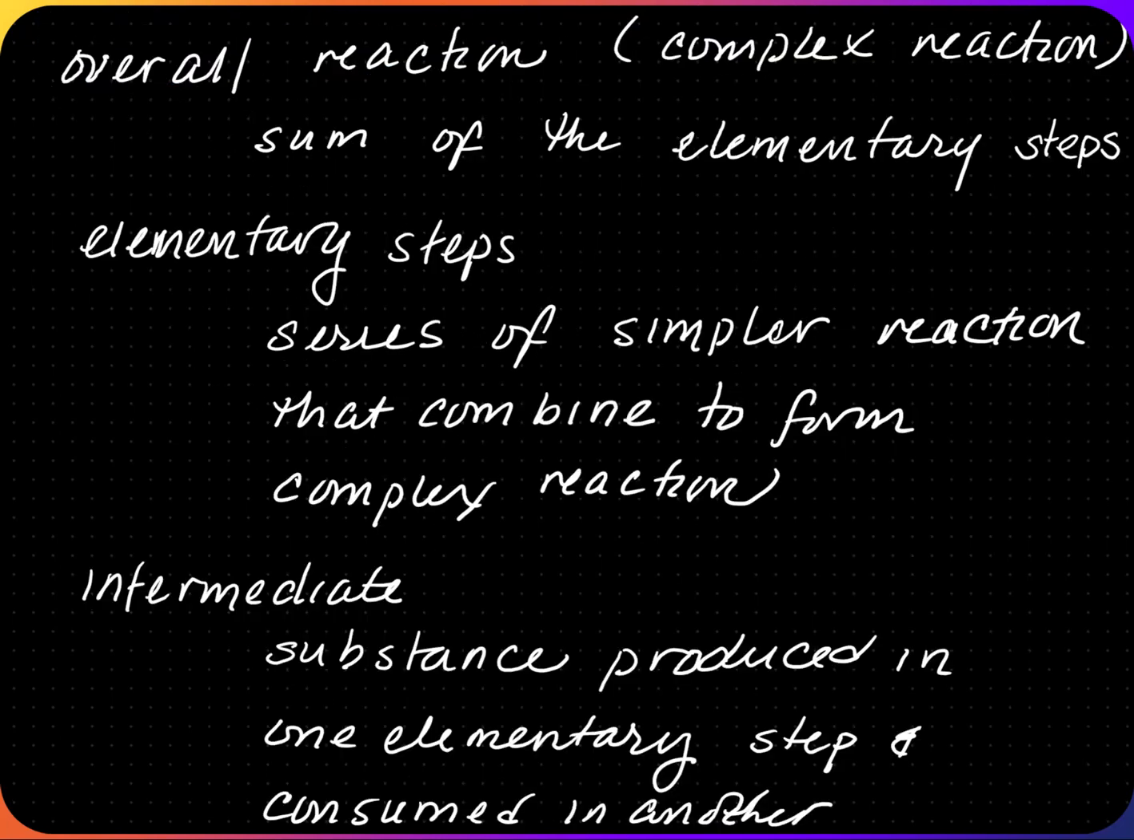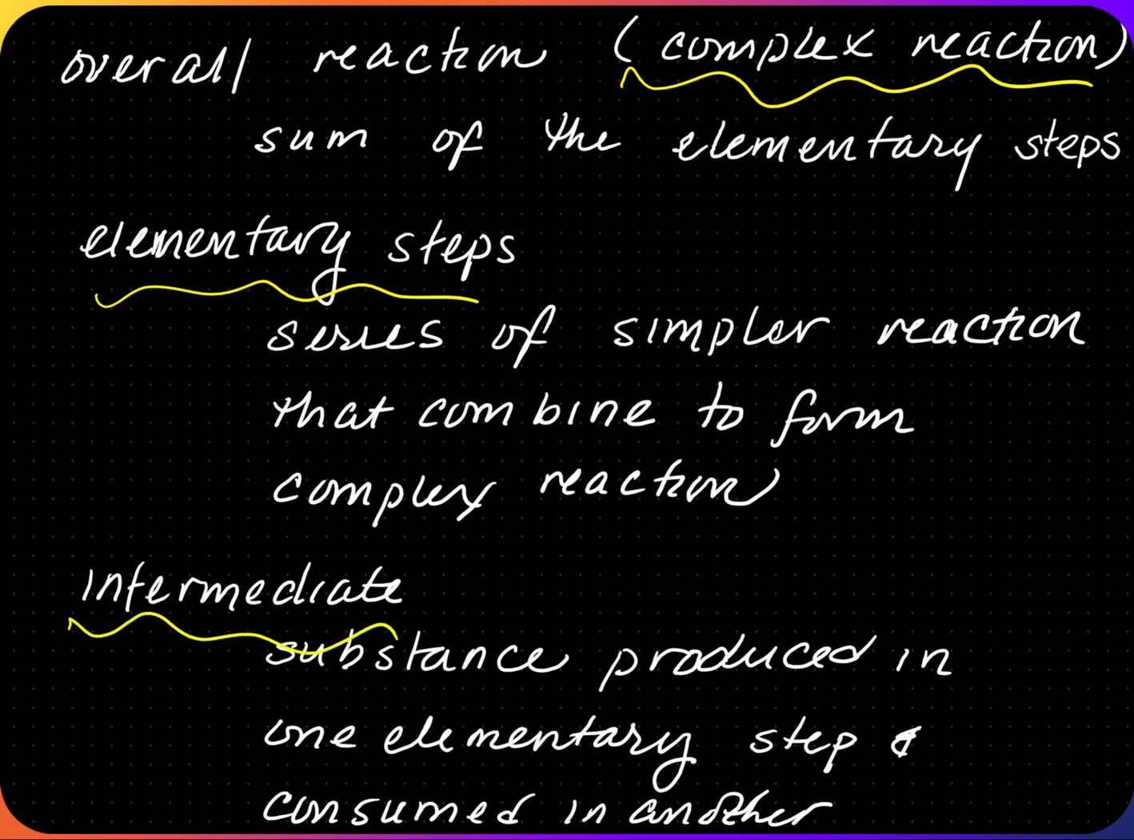reaction. So to help you out, you need to understand some of the vocabulary for this chapter. The overall reaction is the sum of the elementary steps. It's pretty much doing Hess's law. You add all the reactants together, you add all the products together and cancel out the things that are the same on both sides. The overall reaction may also be known as the complex reaction. That's another word for it. Elementary steps here are a series of simpler reactions that combine to form the complex reaction.